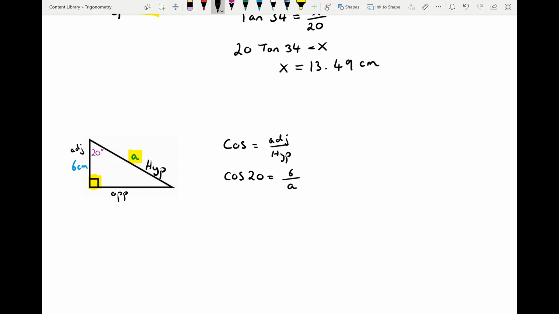So here it's slightly different because we have the unknown value on the bottom of the fraction. We do the same, let's multiply by the unknown value at the bottom to get rid of our fraction. So we have a cos 20 equals 6. And now we want to get a on its own, so we will divide both sides by cos 20. So a equals 6 over cos 20. A equals 5.638, or properly to 2 decimal places, 5.64 centimeters. And that's sine, cos and tan.